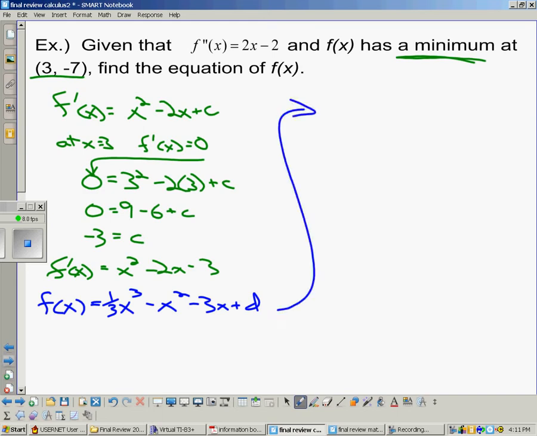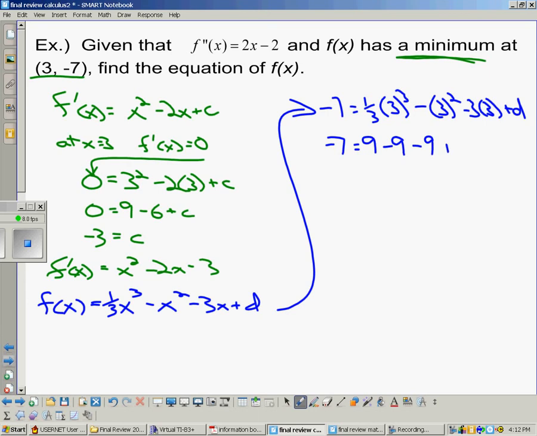Now we can sub in the point (3, -7). So we have a y value of negative 7 when we put in an x value of 3. And we do that so that we can find the actual value of the constant of integration. So negative 7 equals 1/3 times 3 cubed, that'll be 9, minus 3 squared, which is 9, minus 3 times 3, which is 9. Wow, this is working out pretty nicely. Plus d, okay, that gives us negative 7 equals negative 9 plus d, or d is 2.